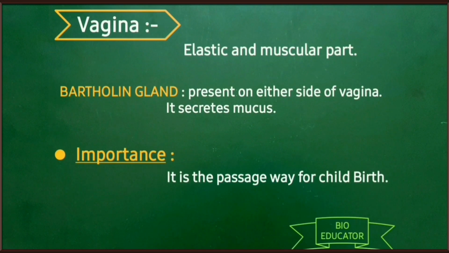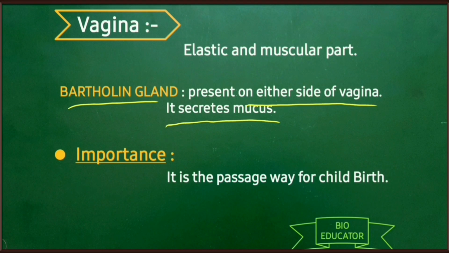The last part, vagina. It is elastic and muscular part. It has a pair of Bartholin glands present on either side of vagina, which secrete mucus. This mucus provides lubrication. Importance. It is the passageway for childbirth.